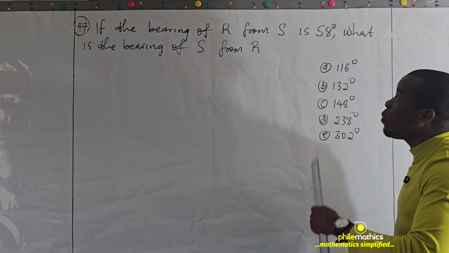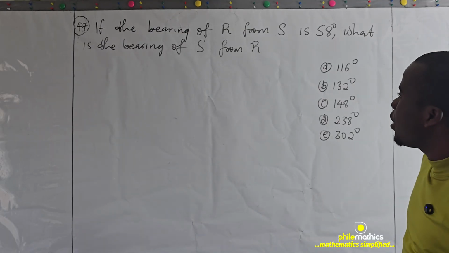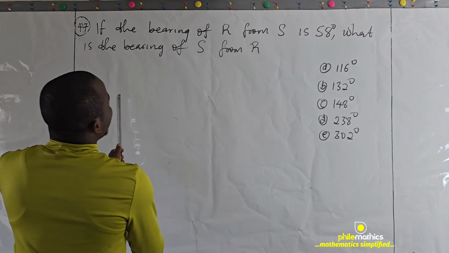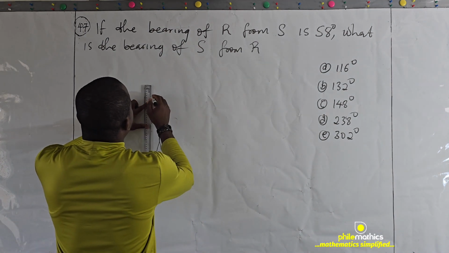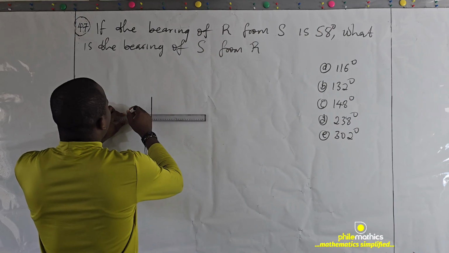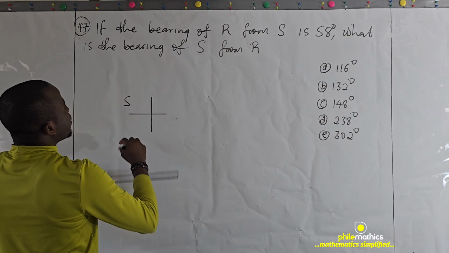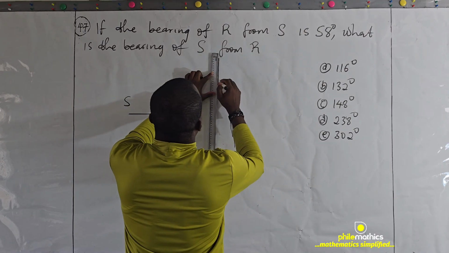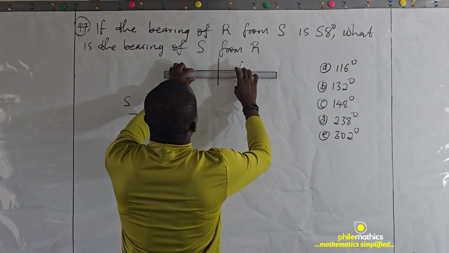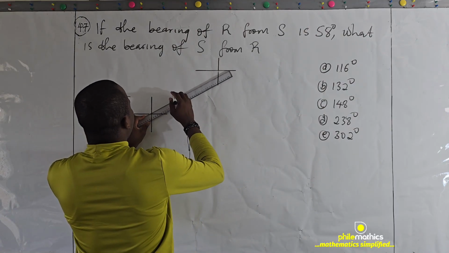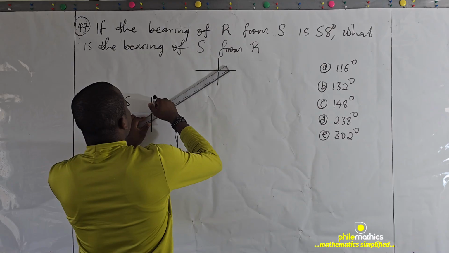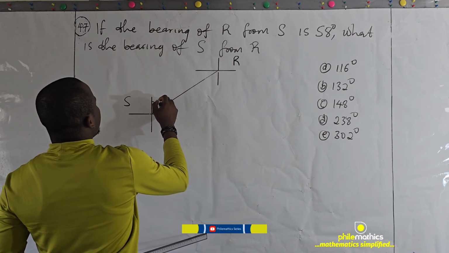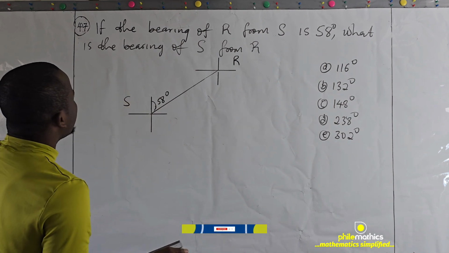If the bearing of r from s is 58 degrees, what is the bearing of s from r? Bearing of r from s is 58 degrees. So that means, you start with the from. This is the from. So this is where s is. And so we want to sketch r. So r from s is 58 degrees. What's the bearing of s from r?